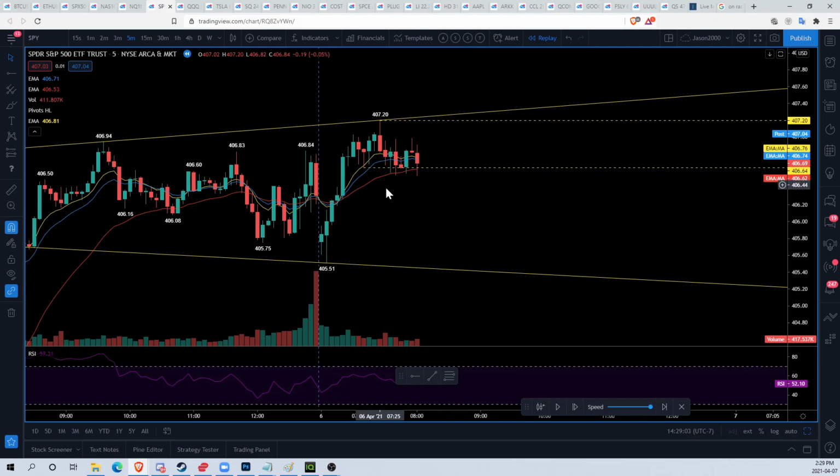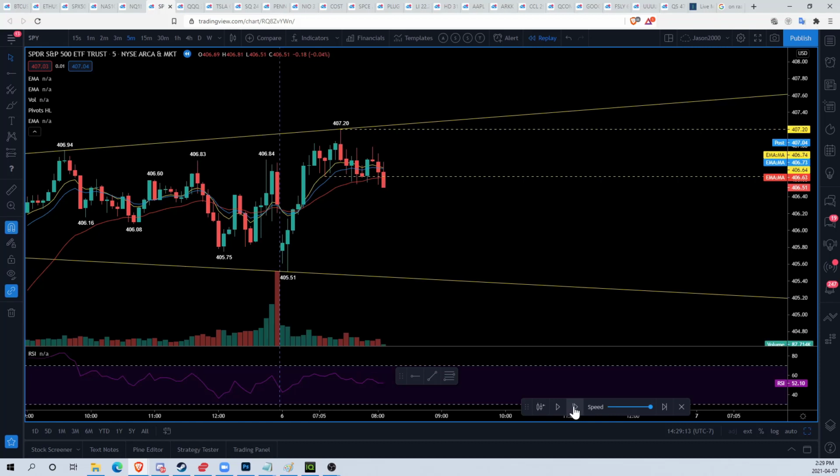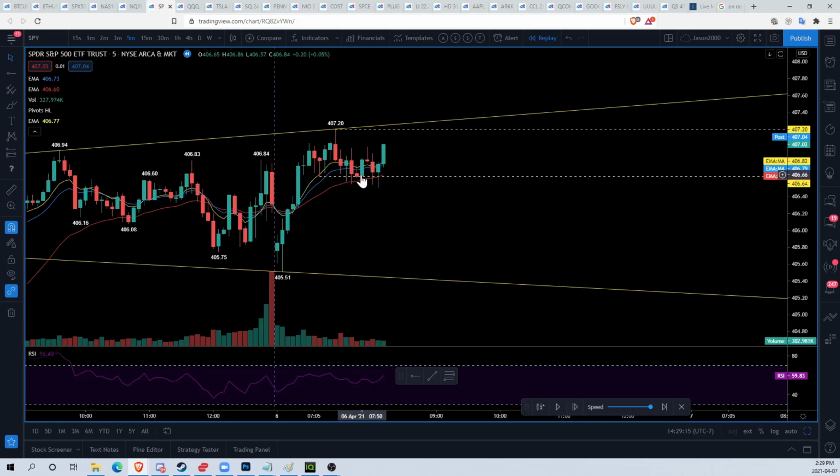Now we know we have broadening formation resistance. We just drew that in on our hourly time frame. So here is our broadening formation resistance to the upside, broadening formation resistance to the downside. Now, as we walk through the morning here, we hit another lower low without any follow through, and we start to get a complete reversal.